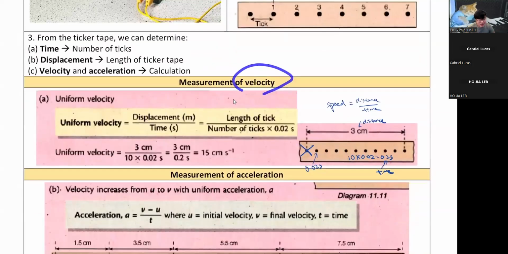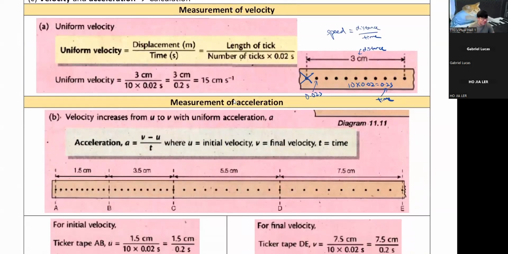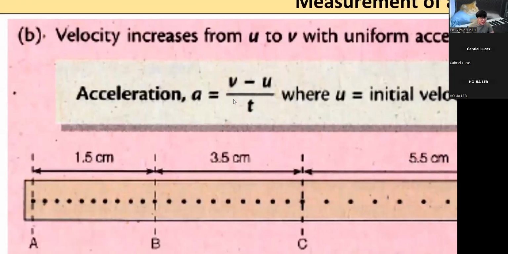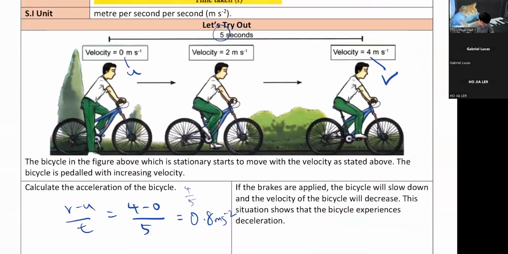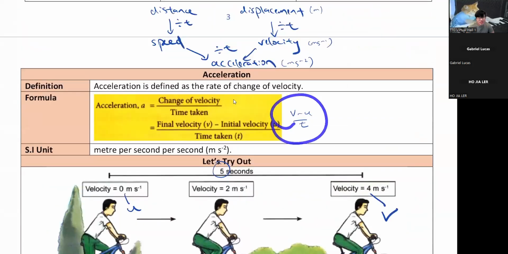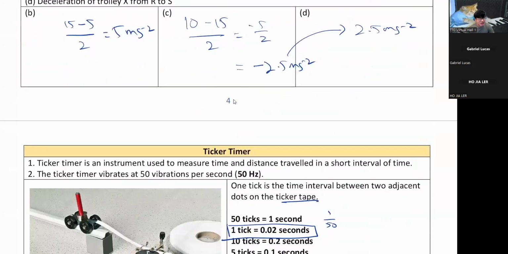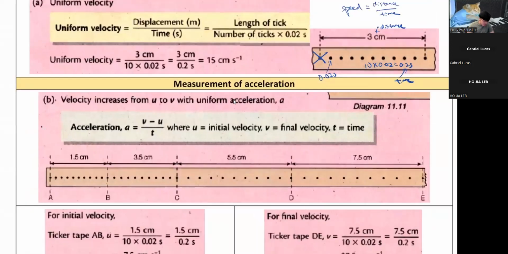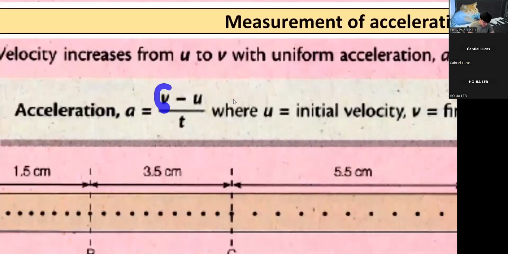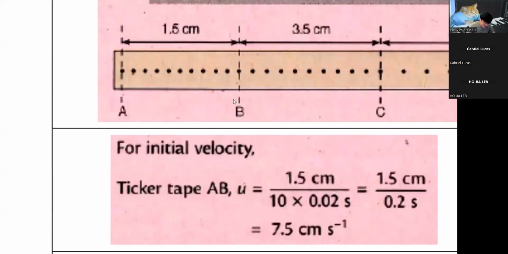Okay, let's calculate acceleration. This is a little bit confusing. We know that acceleration is final velocity minus initial velocity, divided by time. You learned this just now. V minus U over T. So this is slightly complicated. Just now we only needed to find the speed. Now we need to find 3 things: the final speed, the initial speed, and the total time. So it's a little bit more work.